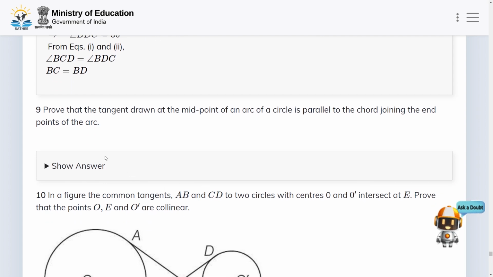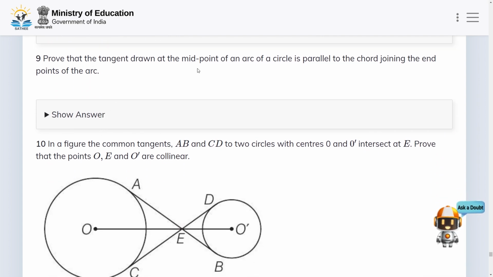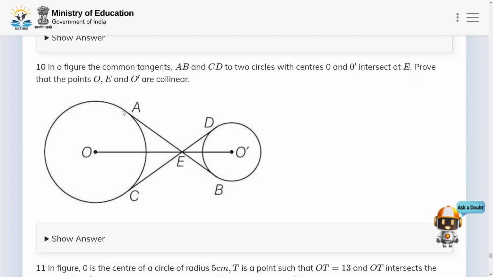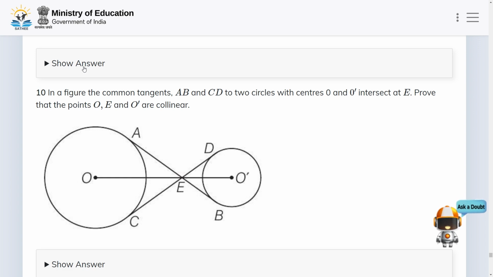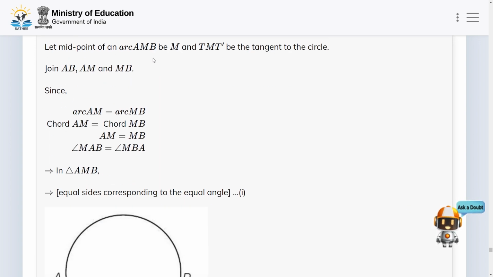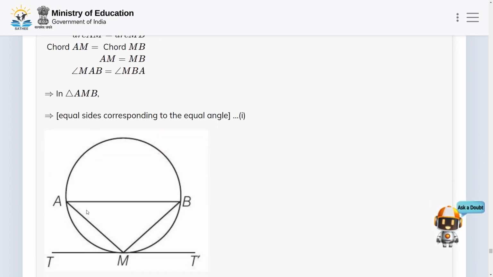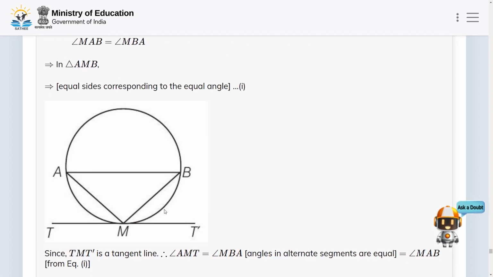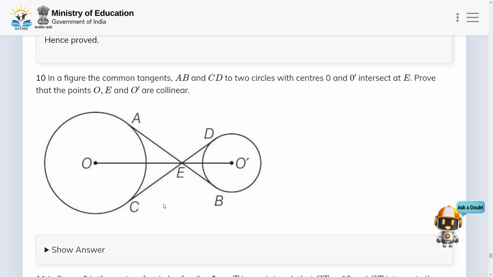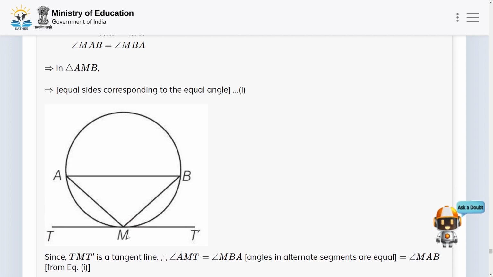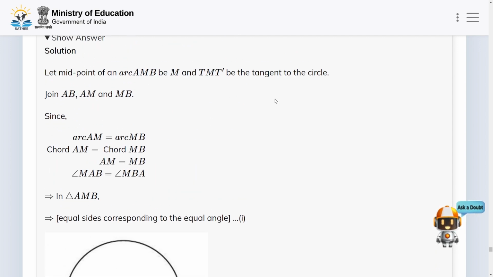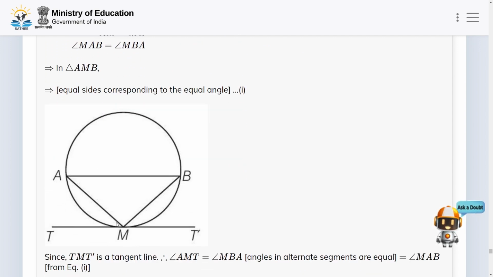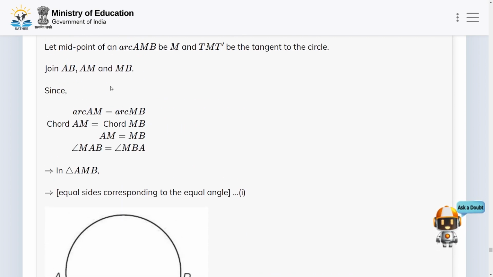In the next problem, we have to prove that the tangent drawn at the midpoint of an arc of a circle is parallel to the chord joining the end points of the arc. Okay, so let us solve this problem. Let M be the midpoint of the arc AMB, and TMT' be the tangent to the circle, and join AB, AM and MB.